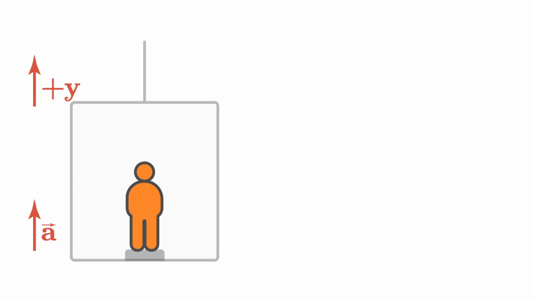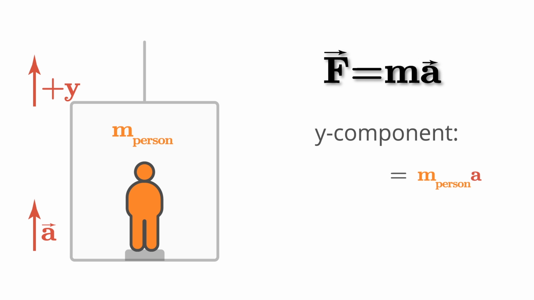Now I'll think about what we know and what we don't. Since that person is standing in the elevator, not jumping, not moving otherwise, they must be accelerating upwards with acceleration a, the acceleration of the elevator. I also know the mass of the person, so now I have one side of Newton's second law.